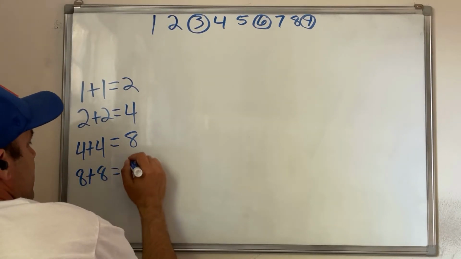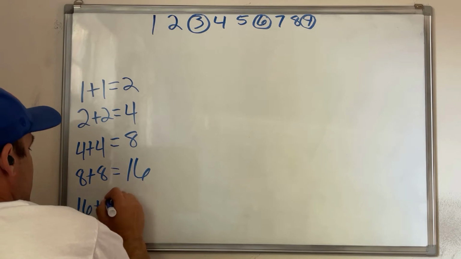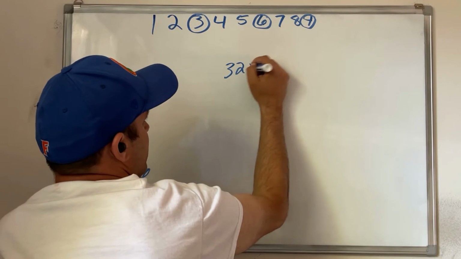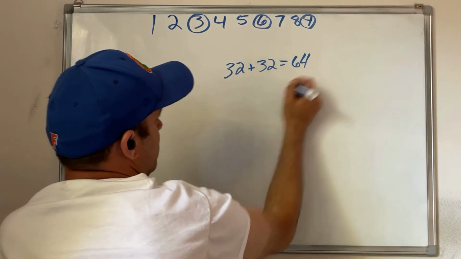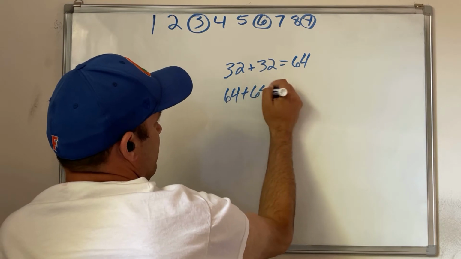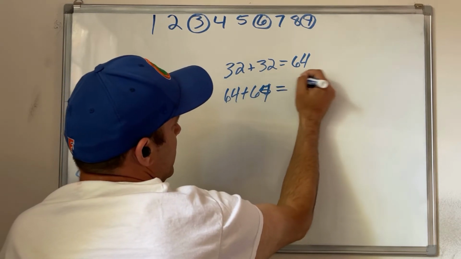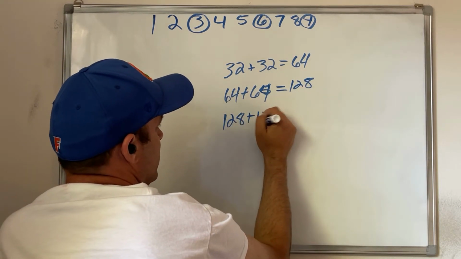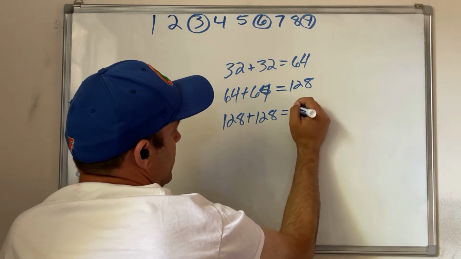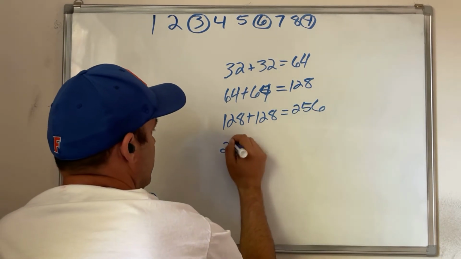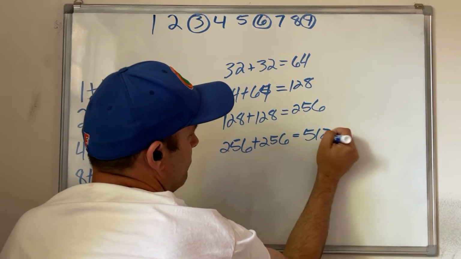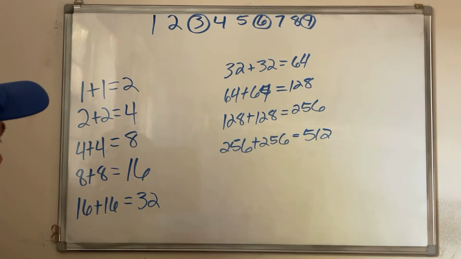4 plus 4 is 8. 8 plus 8 is 16. 16 plus 16 is 32. 32 plus 32, 64. 64 plus 64 is 128. 128 plus 128 equals 256. 256 plus 256 equals 512. Okay, we'll just stop there. That's enough to see the pattern.